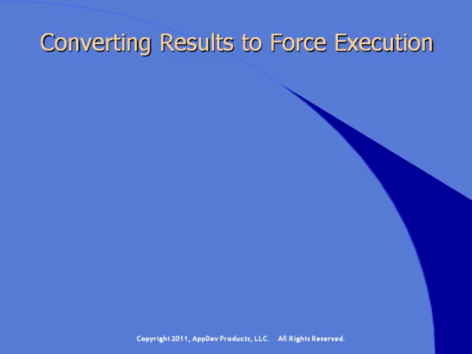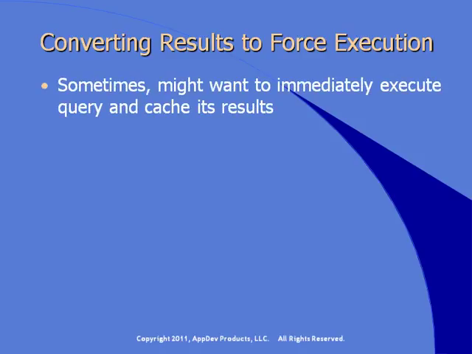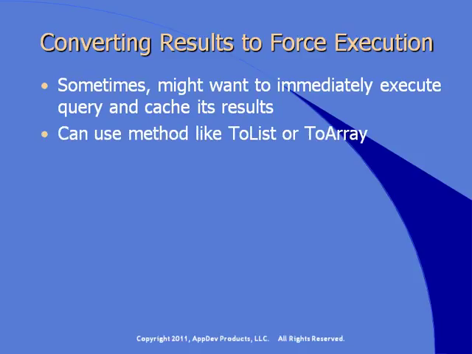You can force a query to execute if you use one of the aggregate functions like count, sum, average, min, or max within the query. The .NET runtime has to execute the query in order to calculate those results. You also might want to immediately execute a query and cache its results somewhere, that is, before you use a for each loop. To make that happen, you can use a method like toList or toArray. Those are methods of the query you create that cache up the results in some intermediate data structure.